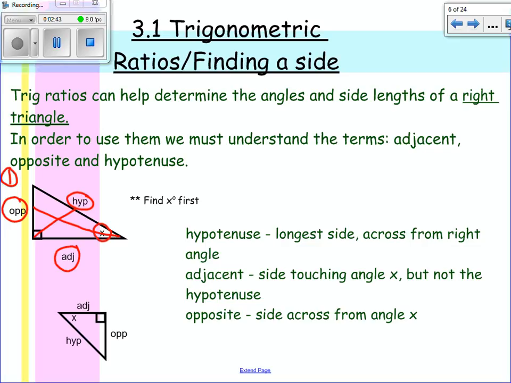If you're wondering how you could find adjacent first, it's always the one that will be touching the angle you're working with. See how it's actually touching that angle? But I just always deal with opposite and hypotenuse. To me, those are the two easiest ones to find. Down here, they've done the same thing. They've labeled their triangle for you, and it's based on this angle X. So opposite was directly across from it. Hypotenuse was the longest side, directly across from the 90, and adjacent was your one left over.